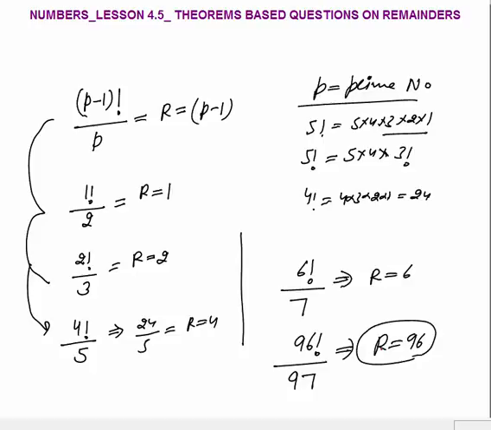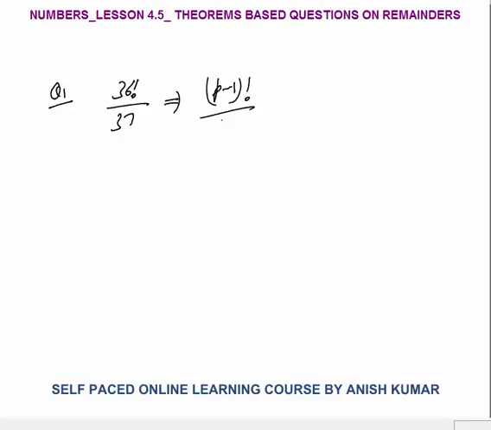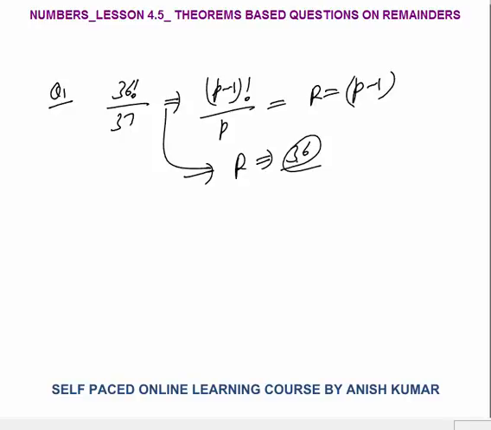Be careful. Now the first question we can simply take: 36 factorial by 37. What will be the remainder? Now we know that 37 is a prime number and 36 is P minus 1. This is of the form P minus 1 factorial by P. We know that the remainder would be P minus 1. So in this case, the remainder would be 36.